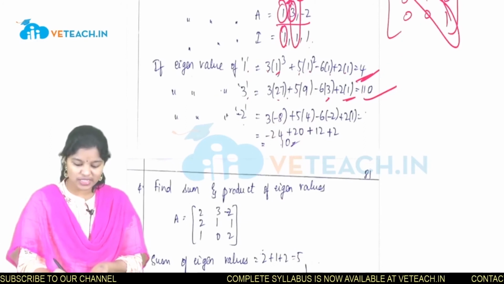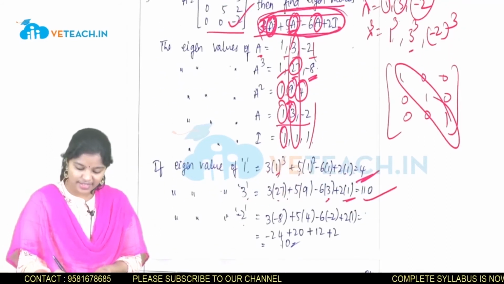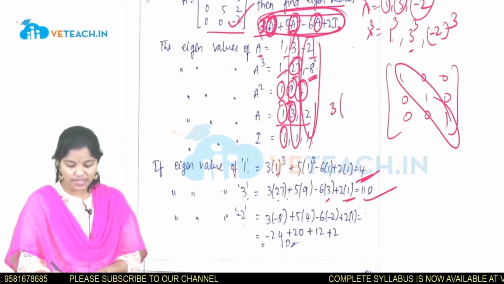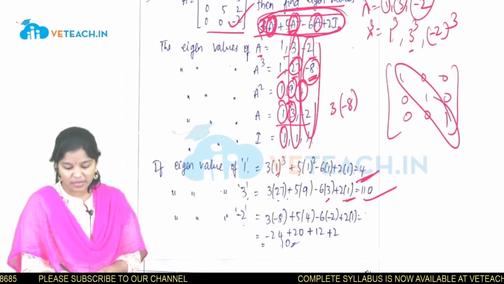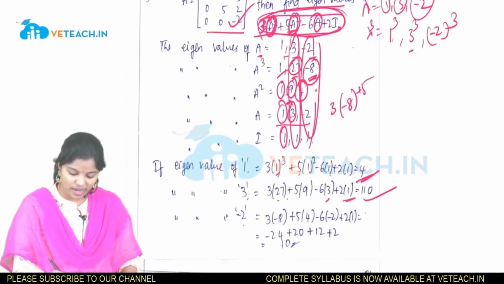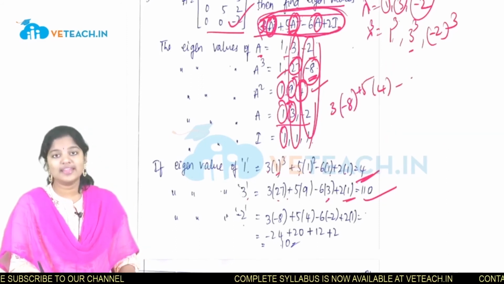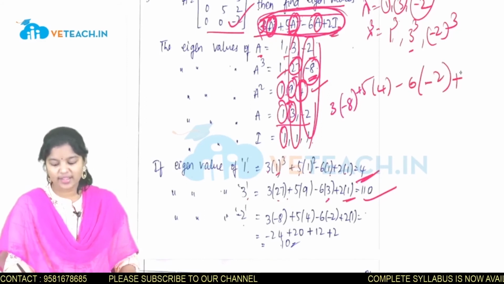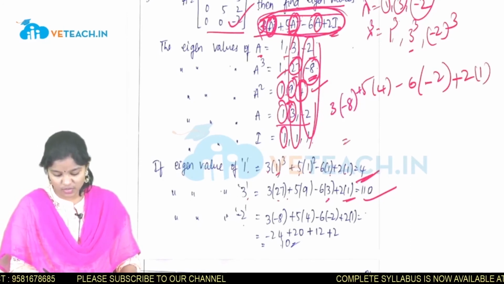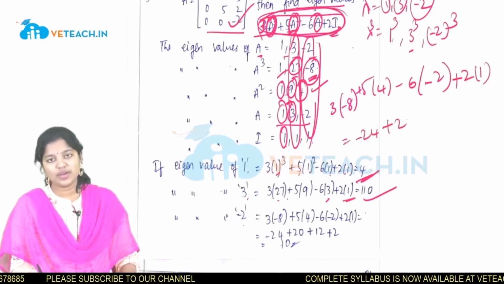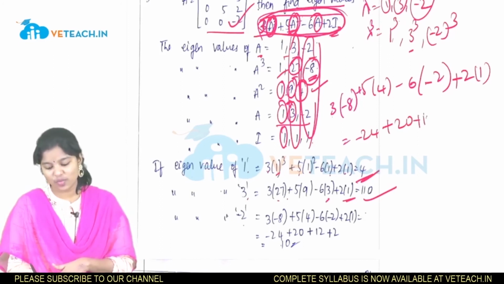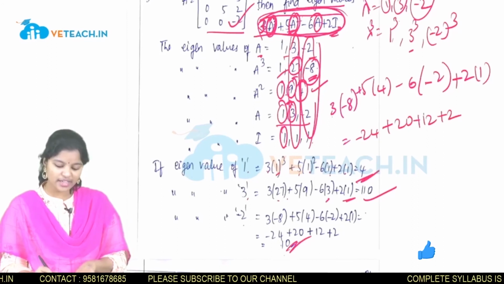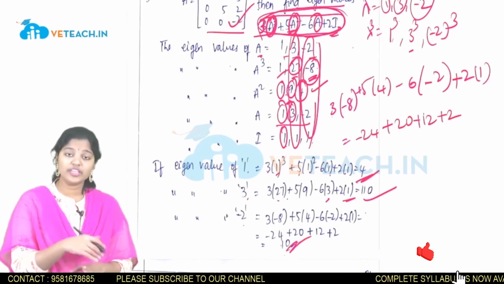Next for minus 2, take the last column here. For minus 2 we will get 3 into the A cube value, which is minus 8, plus 5 into the A square value, which is 4. So 5 into 4, minus 6 into the A value, again minus 2, plus 2 into I value, which is 1. That is equal to minus 24 plus 20 plus 12 plus 2. We will get 10. So these are the eigenvalues corresponding to the given eigenvalues.